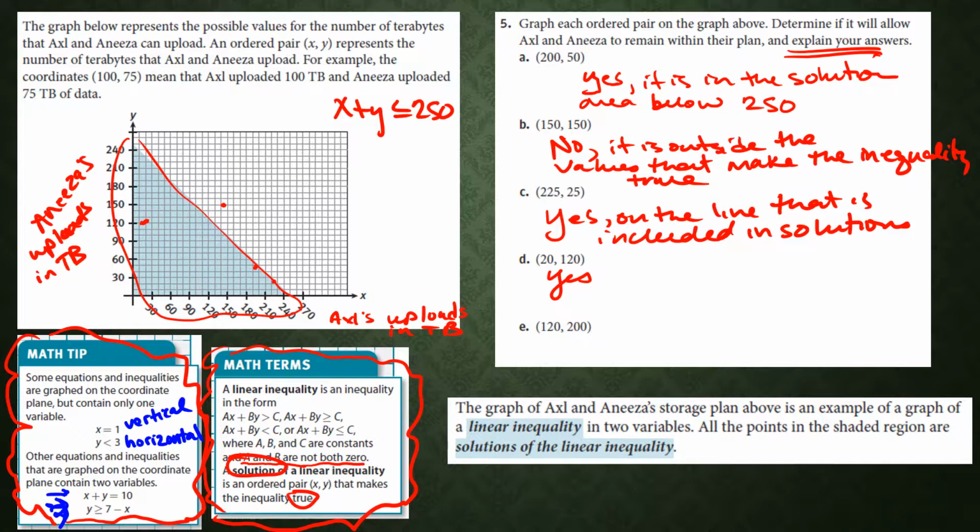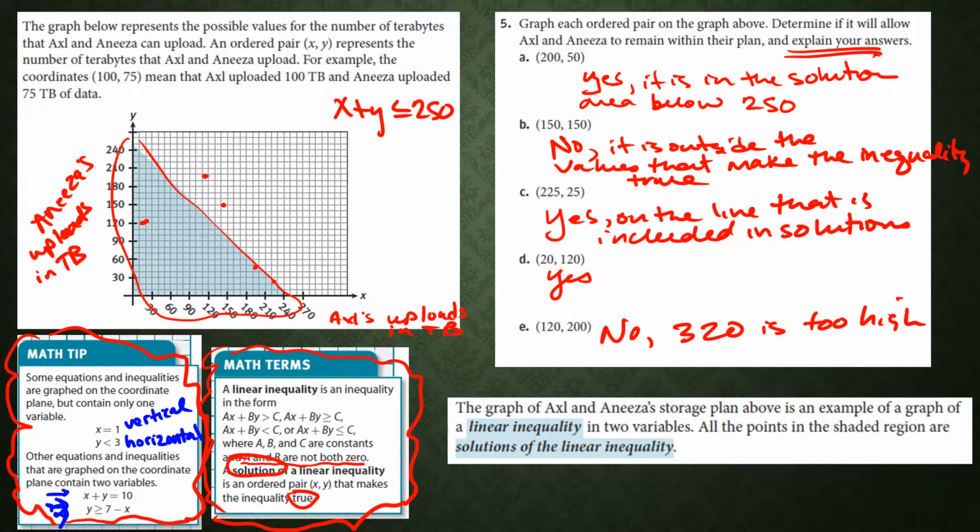And then 120 and 200, 180, 190, 200 would be about here. I'm only getting close there. And that is a no. That would add up to 320. And that's too high.